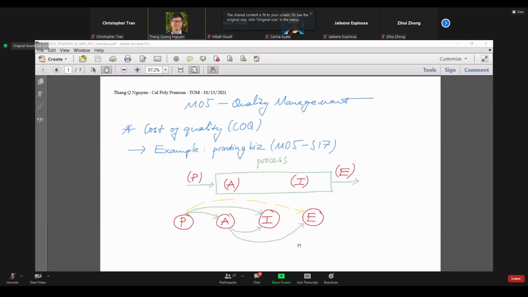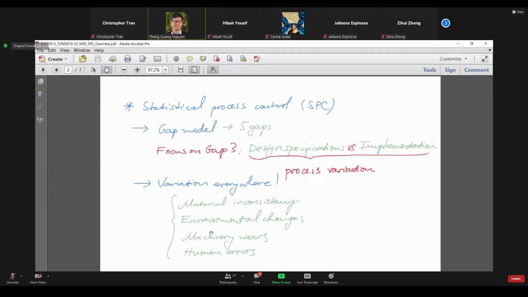All right, so last time, we finished up the cost of quality topic, and then we moved on to the SPC topic, right? So in the SPC, we focus on gap number 3 in the gap model, where gap 3 is the mismatch between the design specification and our implementation, right? Our produced units deviate or vary from the design specification, and that is not wanted, right?